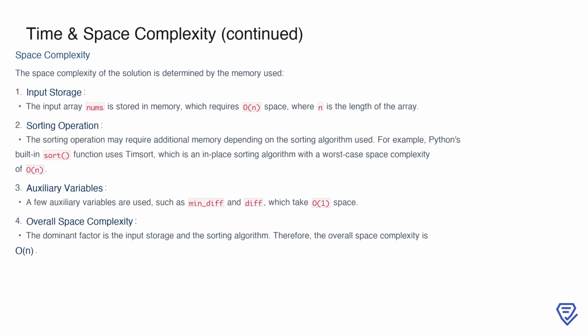Now, let's examine the space complexity of the solution. The first factor is the space required to store the input array itself, which is O(n). Sorting the array may also use additional memory, depending on the algorithm. Python's built-in timsort, for example, is an in-place sorting algorithm, but in the worst case, it can use up to O(n) additional space. Besides sorting, we only use a few auxiliary variables such as min_diff and diff, which take constant space, or O(1). Since the dominating factor in space usage is the input array and potentially the sorting operation, the overall space complexity of the solution is O(n).